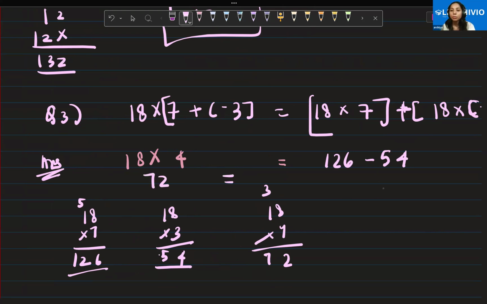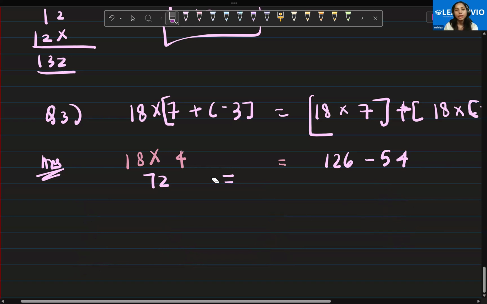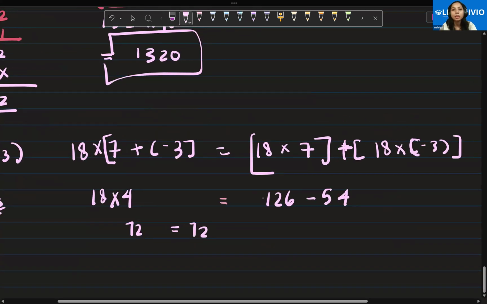Now we have to check 126 subtracted by 54. Ma'am, they are equal. Yes, so that means they are equal. Okay. Clear everyone? Yes, ma'am. Write this down and give me 1 minute.